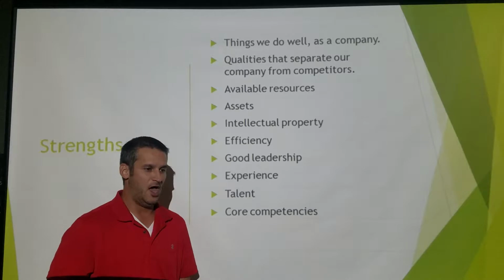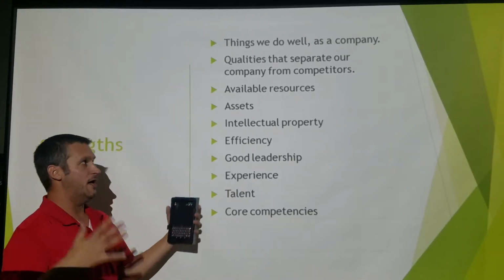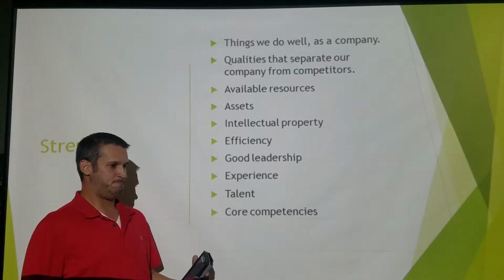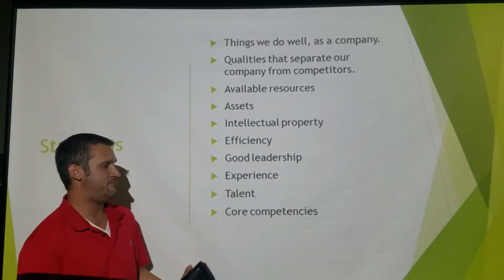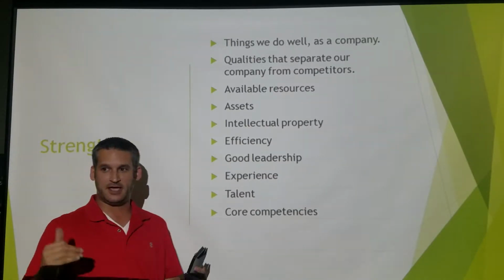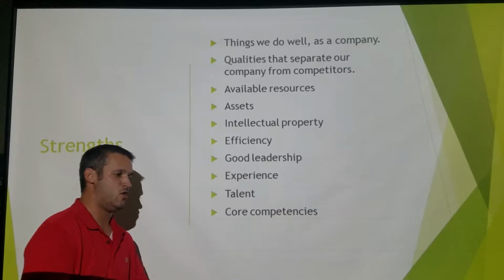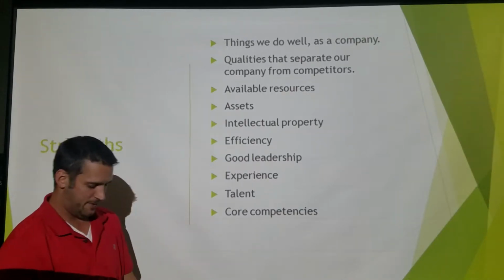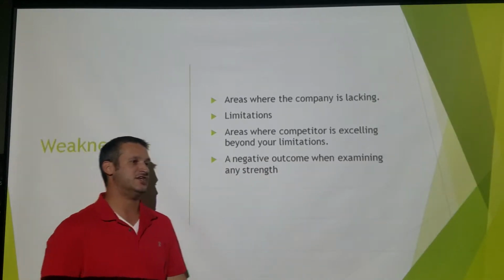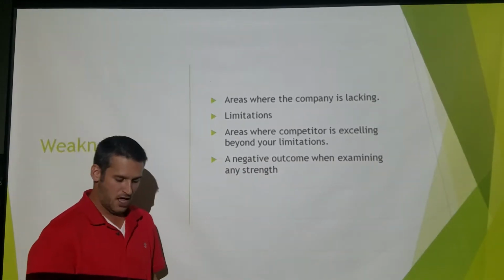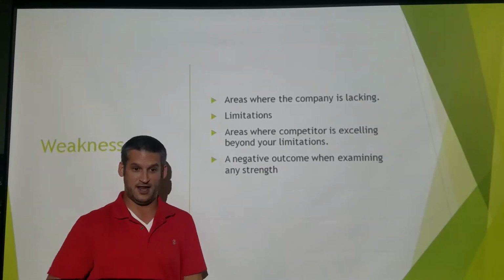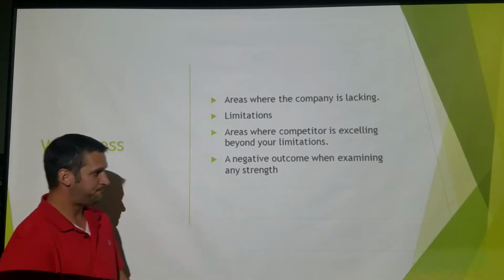Things we do well, things our company does well, available resources, assets, that kind of thing. Things that we can do better than our competitors, intellectual property like copyrights and patents, experience, talent, core competencies. Can you think well? Weaknesses are areas where the company is lacking. Limitations, things that other people are doing better than you, basically. If it is not a strength, then the opposite of that would be a weakness.